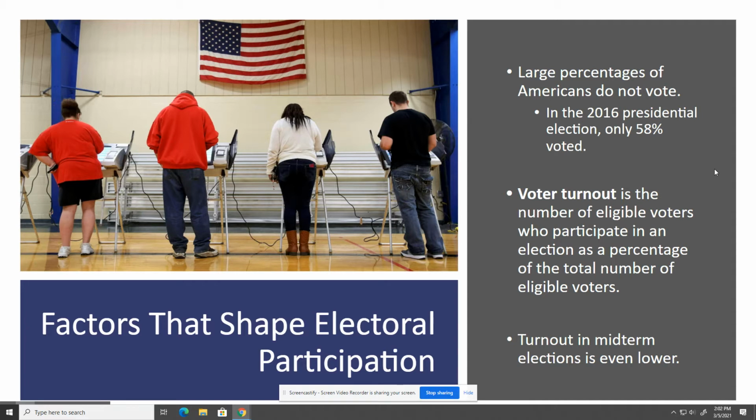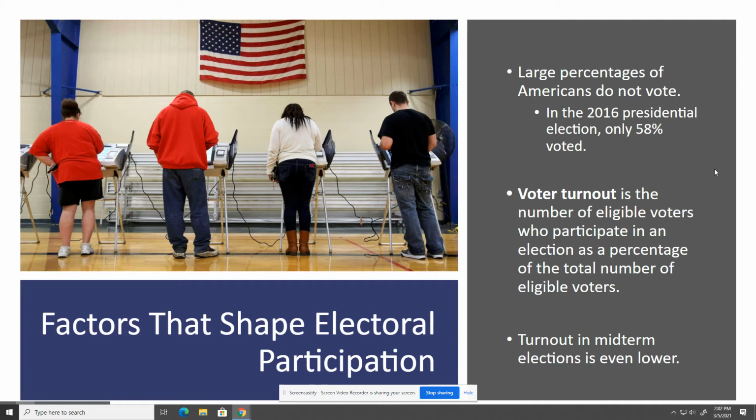Voter turnout is going to be defined as the number of eligible voters who participate in an election as a percentage of the total number of eligible voters. So voter turnout is going to be studied in terms of the health of democracy. When we're talking about voter turnout, it can be calculated in some different ways. We said the voting eligible population. Sometimes they'll look at it as registered voters or the voting age population, so all people who are old enough to vote.